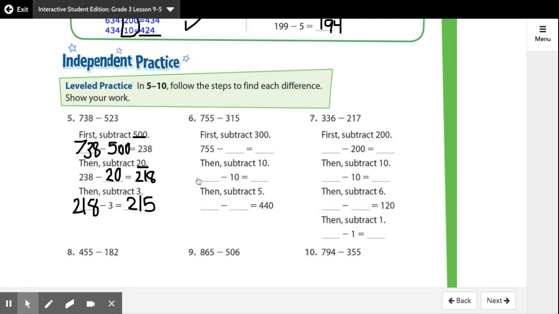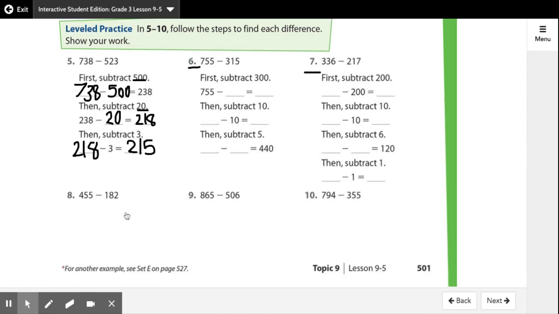Okay. So I want you to try breaking it up with 6 and 7. And then on 8, 9, and 10, you can subtract them however you'd like, but please make sure that you're not subtracting them horizontally. I want you to rewrite them out. 455 minus 182. Okay, so try this strategy out first, and then you can subtract these how you would like.